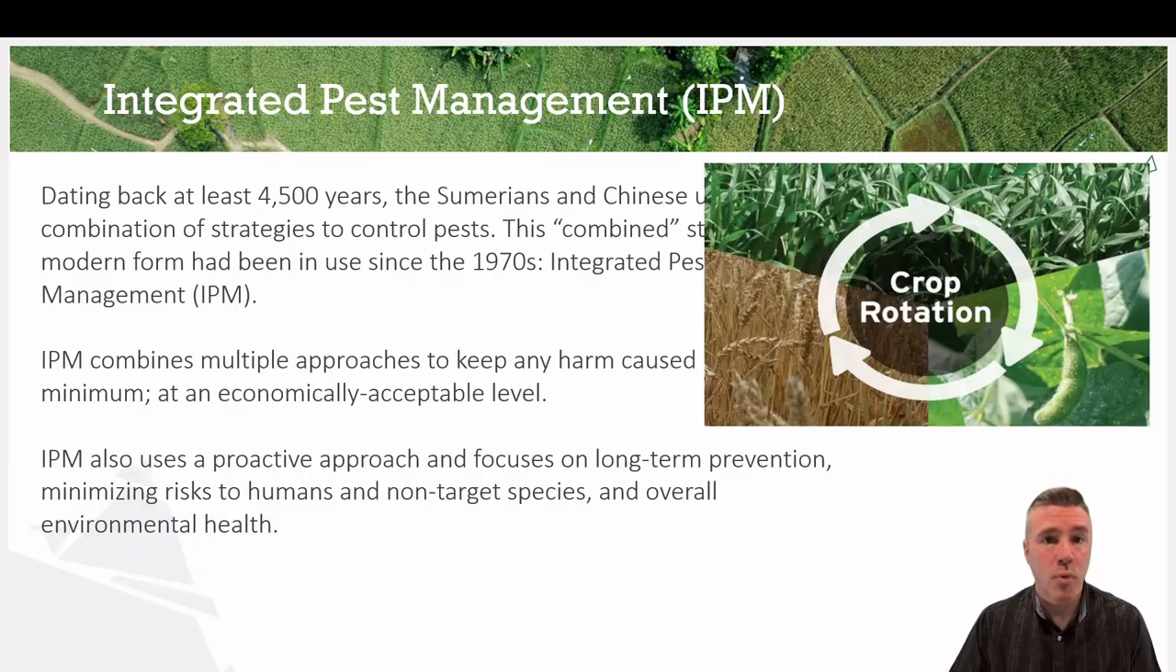Chemical pesticides remain a part of IPM, but they're only used when monitoring shows that pest populations are exceeding acceptable levels. This holistic approach helps maintain sustainable agricultural production over the long term.